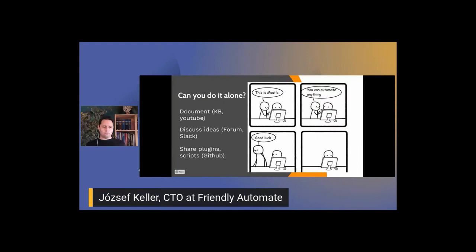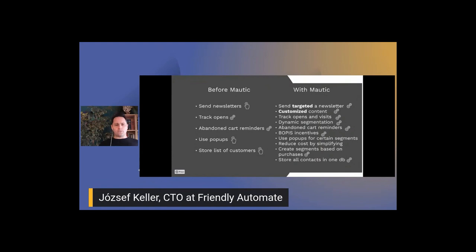So when a marketer comes to us, they usually already send some newsletters. And with Mautic, we can show them how to send targeted newsletters, customize the content. They were maybe tracking opens, but with Mautic, you can also track visits as well. So you can create really cool dynamic segments, and I'm going to talk about that a little bit later.